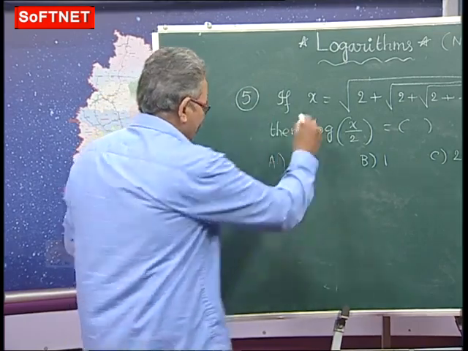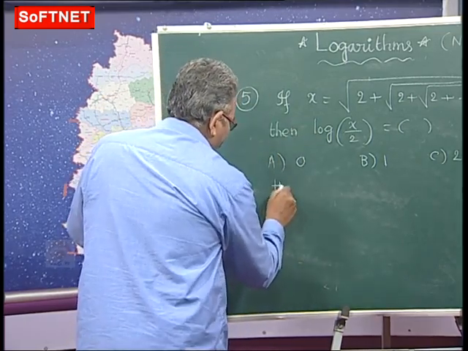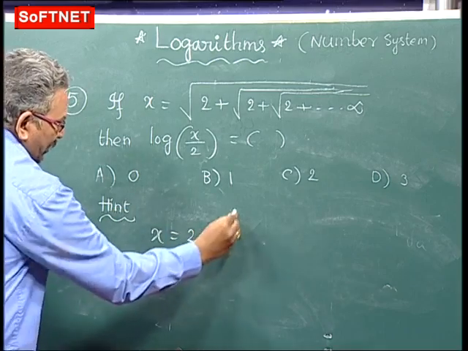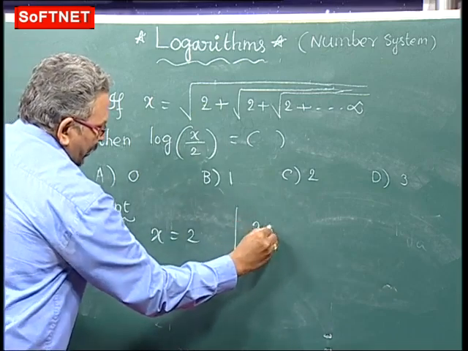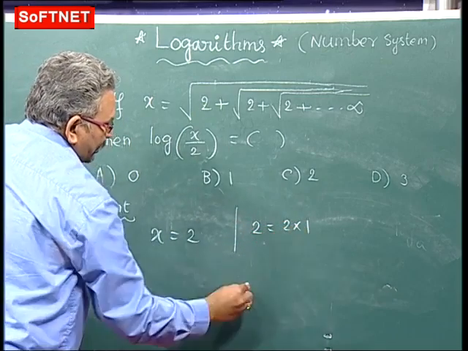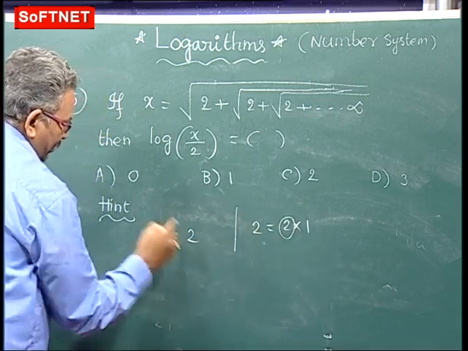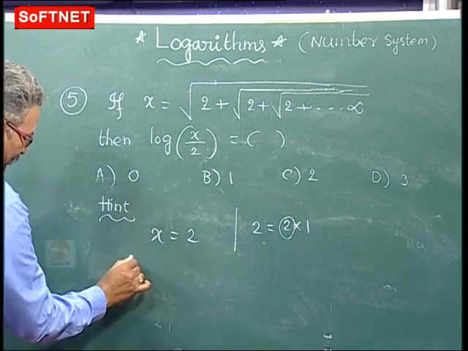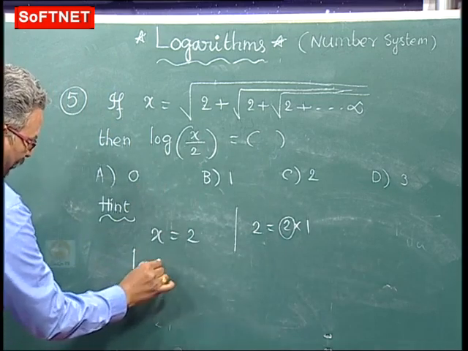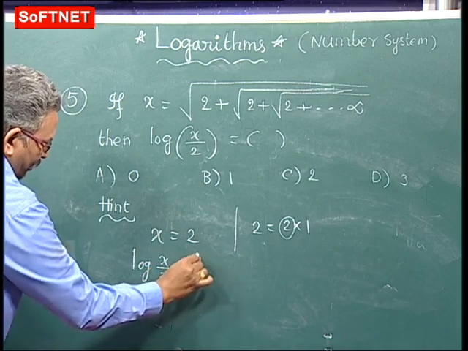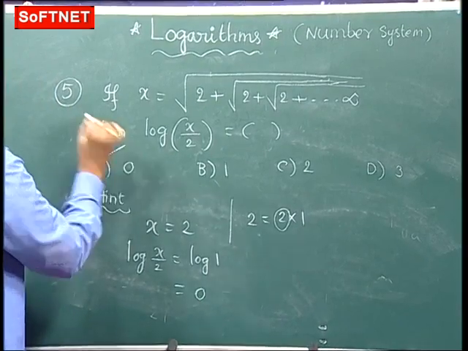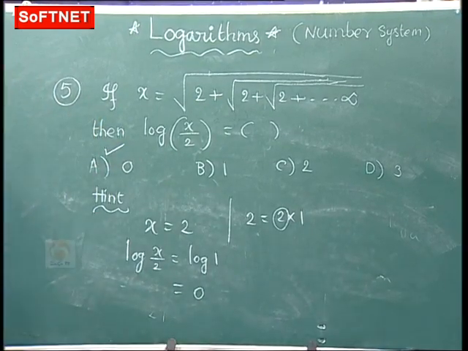So here x is equal to 2. I give the hint also: this 2 can be written as 2 into 1, and the 2 will be the answer. So x is equal to 2. Now what we have to find out here? Log of x by 2, which is equal to log 1. So that is 0. So the option is A.